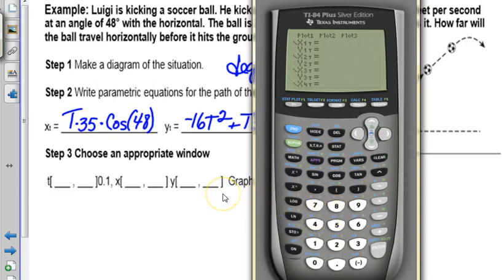T is time, okay? So we could put t in as big or as small as we want, but can time be negative? Not generally, right? I didn't put mine in degree mode yet.